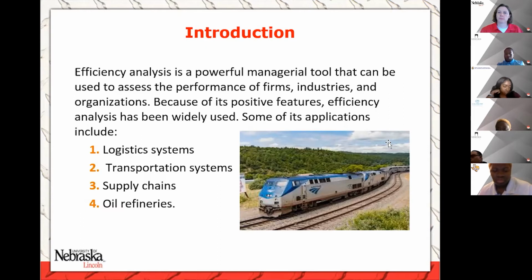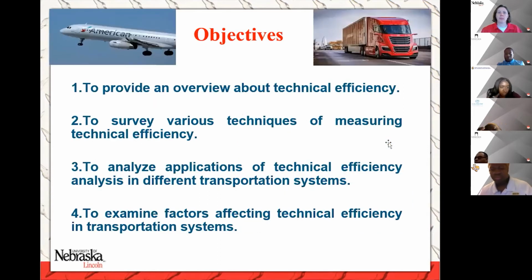The objectives of my presentation are as follows: to provide an overview about technical efficiency, to survey various techniques of measuring technical efficiency, to analyze application of technical efficiency analysis in different transportation systems, and finally, to examine factors affecting or influencing technical efficiency in transportation systems.